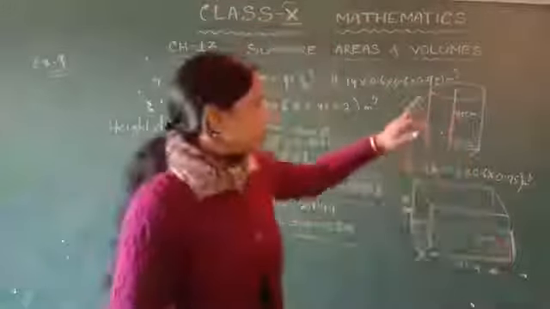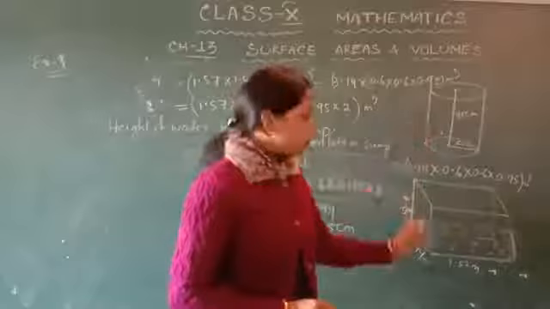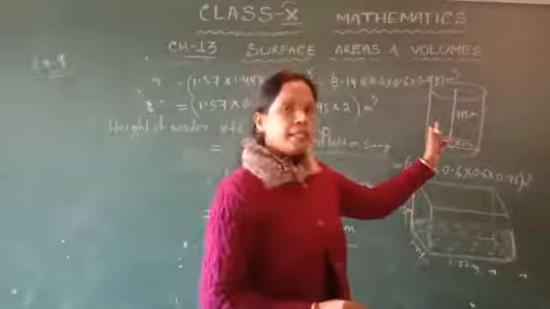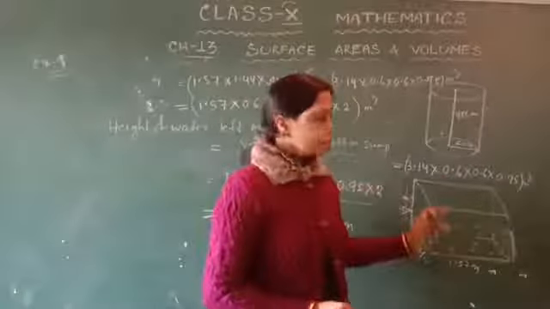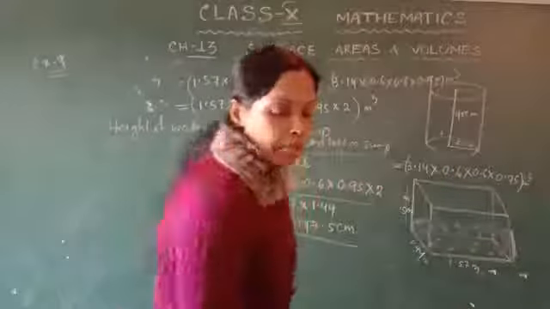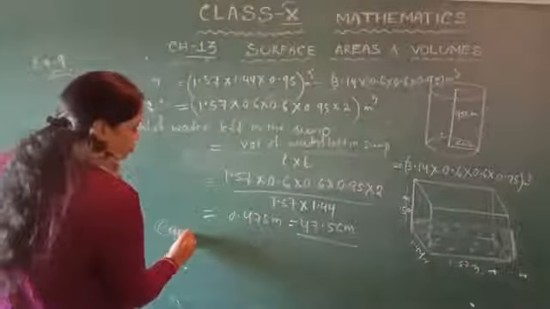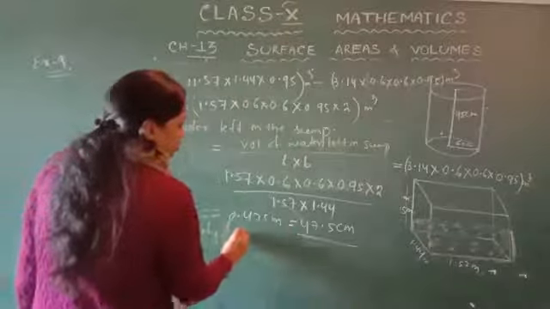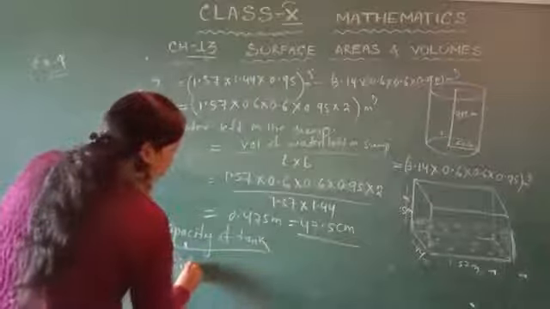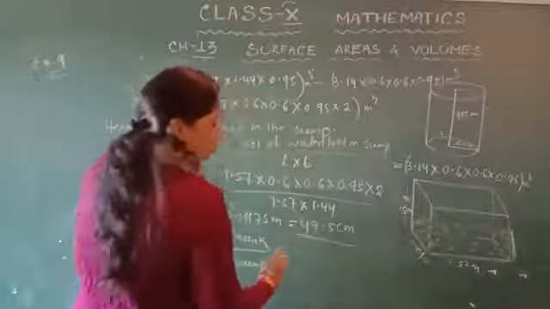Means both solid, you find here the ratio between the capacity of both the tank. This is the cylindrical tank and this is the cuboidal tank. So now we find what the ratio between this. So the capacity of a tank divided by capacity of a sump.